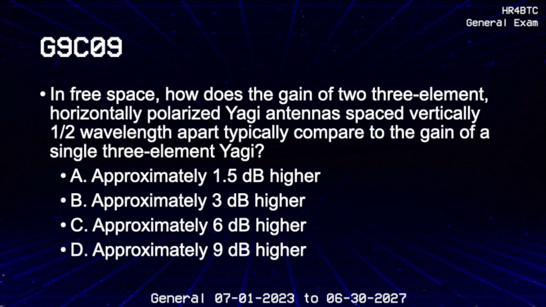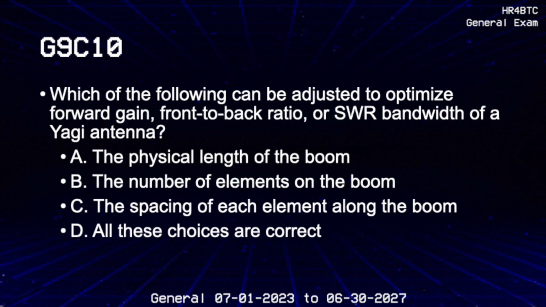In free space, how does the gain of two 3-element horizontally polarized Yagi antennas spaced vertically 1/2 wavelength apart typically compare to the gain of a single 3-element Yagi? Approximately 3 decibels higher. Which of the following can be adjusted to optimize forward gain, front-to-back ratio, or SWR bandwidth of a Yagi antenna? All these choices are correct.